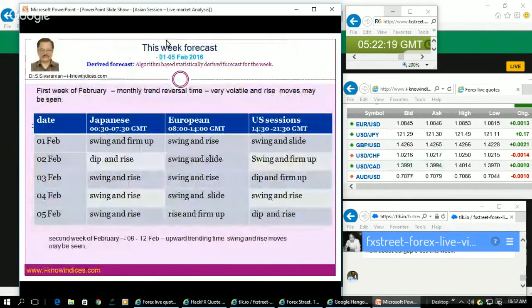Here you come across the expected market moves for each of the 3 sessions of the day, and also for the week. So each session, swing and firm up means if you do a buy and sell trade, or a sell and buy trade, you'll be able to make a nice profit. Aim for about 30 to 45 pips profit, you will be able to achieve it.